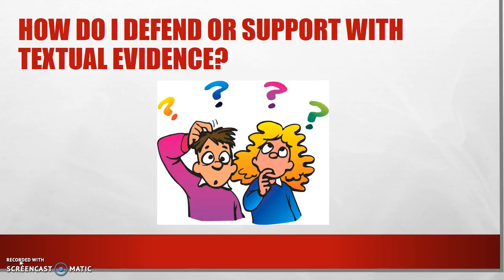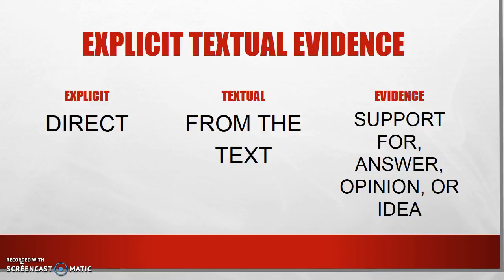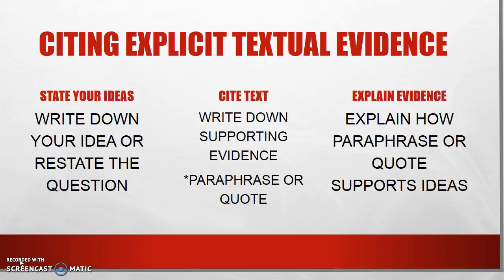So right now you're probably asking yourself, how do I defend or support with textual evidence? Well, first, we can do that through explicit textual evidence. Explicit means direct, textual means from the text, and evidence means that you choose evidence that supports your answer, opinion, or ideas. In citing explicit textual evidence, you first state your ideas. You write down your idea or restate the question, and then you cite the text. You write down supporting evidence by paraphrasing or quoting. And then you explain your evidence. You explain how the paraphrase or the quote supports your ideas.